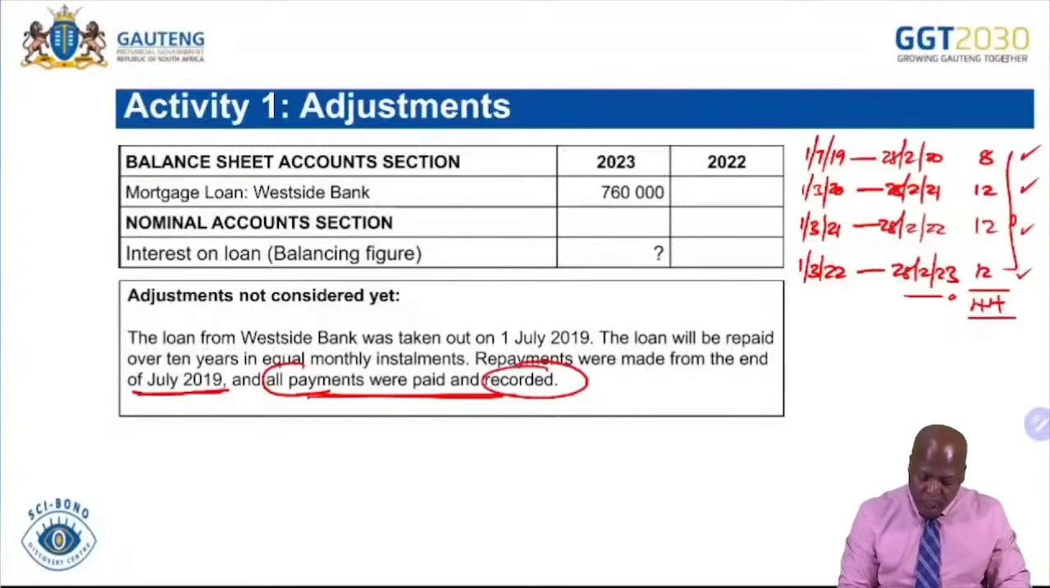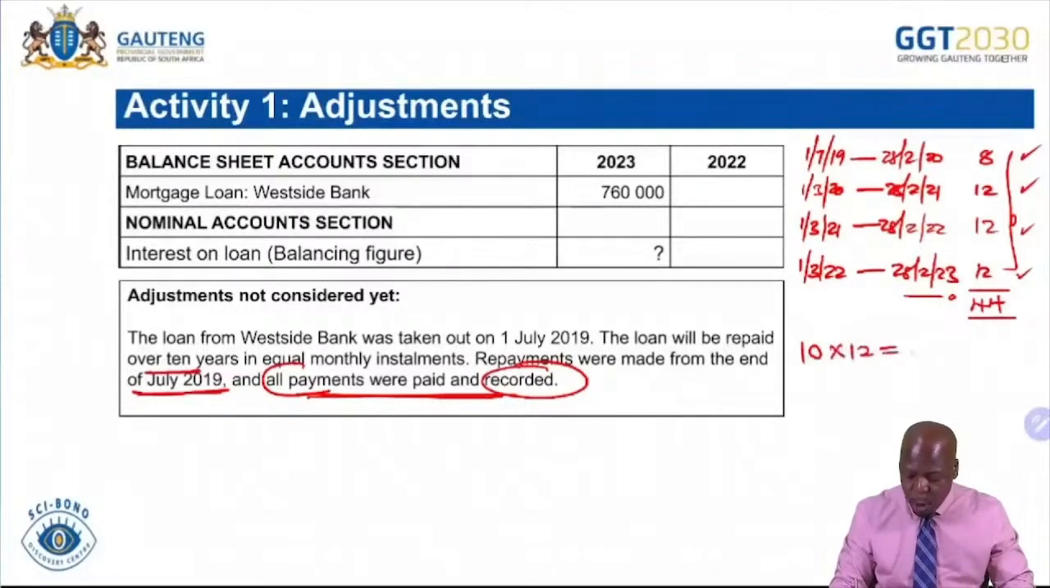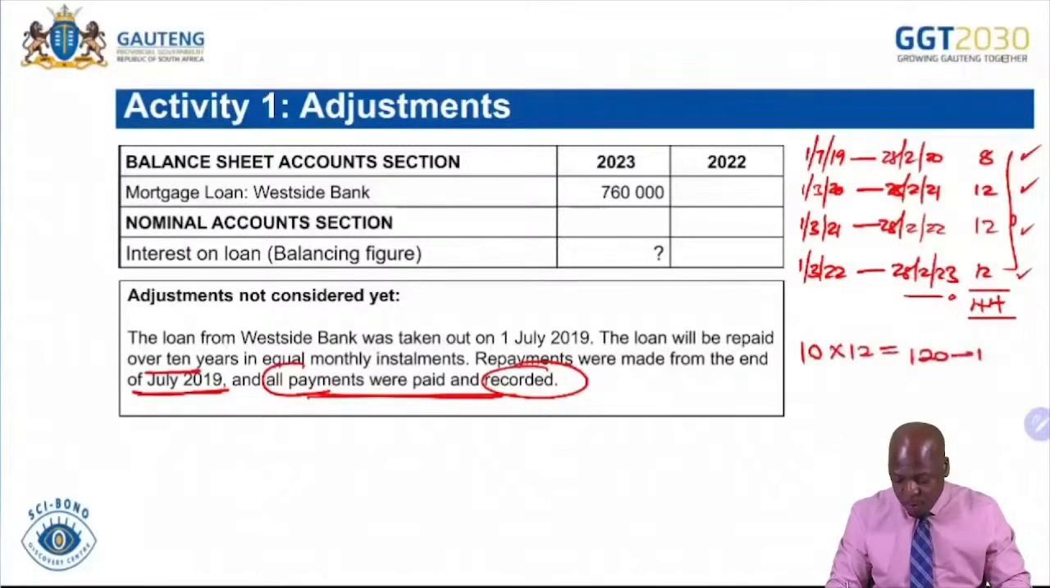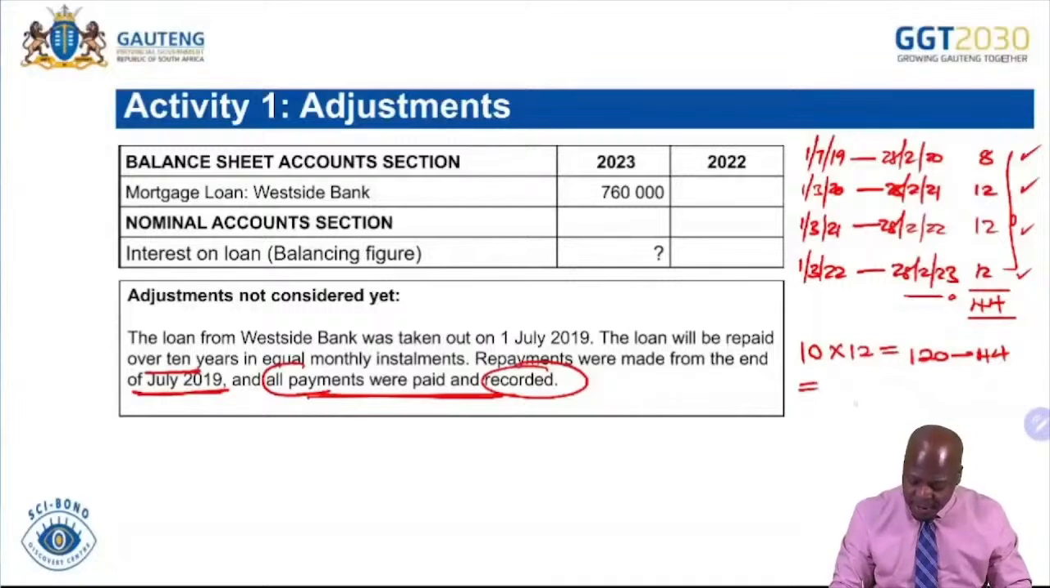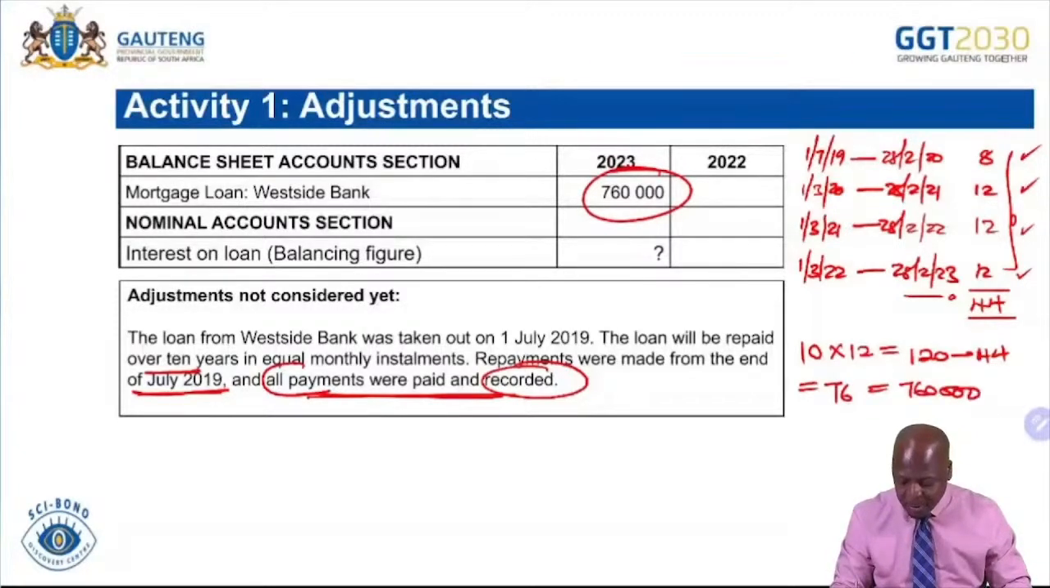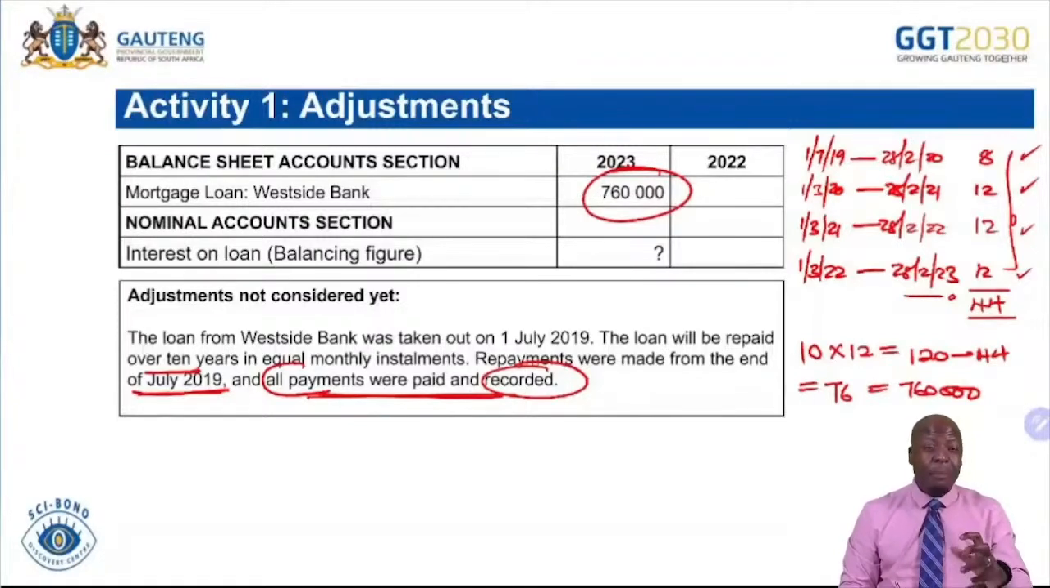It therefore means if the loan was taken over 10 years, and each year has how many months? 12 months. The loan was supposed to be paid over 120 months. But so far we have paid it for 44 months. That means we have paid for them and recorded them. Therefore, we are only owing for how many months now? 76 months. Those 76 months are equal to what is owing, which is 760,000. Then we want to know how much we're going to pay for the next financial year, because for this year we've already paid everything. So our concern is next year.